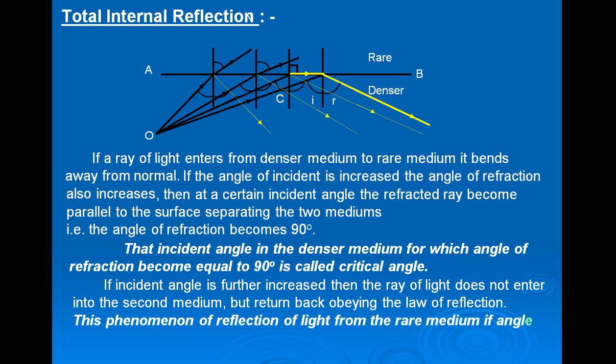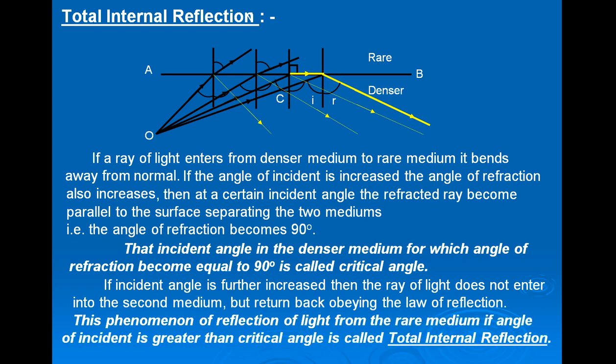This phenomenon of reflection of light from the rare medium, if the angle of incidence is greater than the critical angle, is called total internal reflection. That is, the ray of light is totally reflected back in the same medium, obeying the law of reflection, and there is no refracted ray of light.